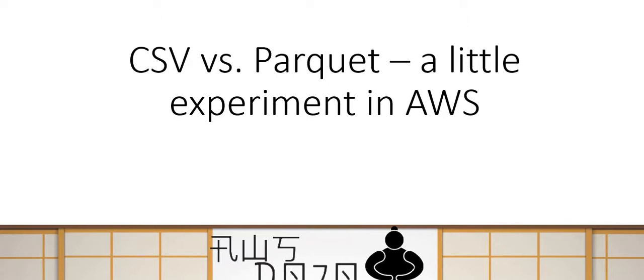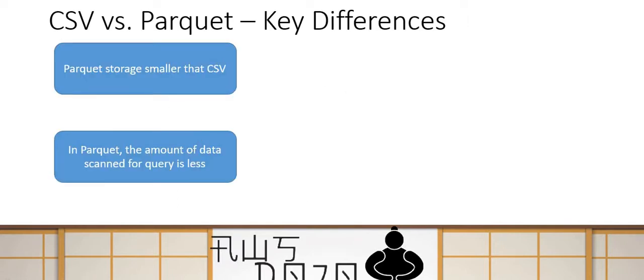The two key differentiations we came across: one was that Parquet takes smaller storage compared to CSV. We are not sure how much smaller it will be, but definitely we learned that Parquet uses a compressed format and column-based storage, and it is much smaller than CSV.